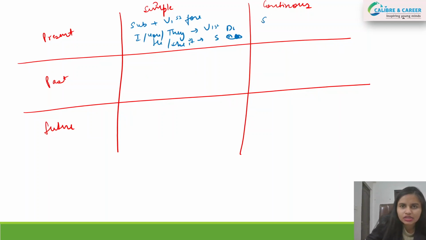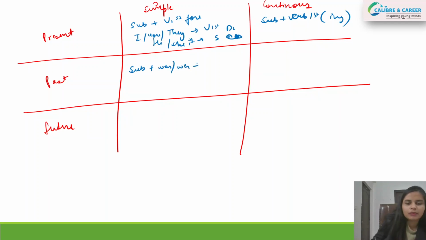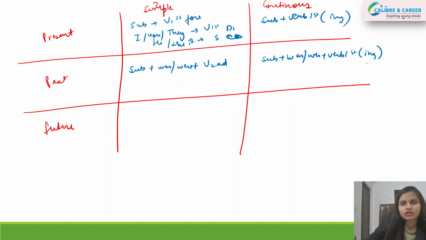Now in continuous, what was there? Subject plus verb first form and ing. Alright. Talking about your past, here subject plus was, were, plus verb second form. And here it will be subject plus was, were, plus verb first form and ing. Alright, and I also discussed with what person you will use was and were.